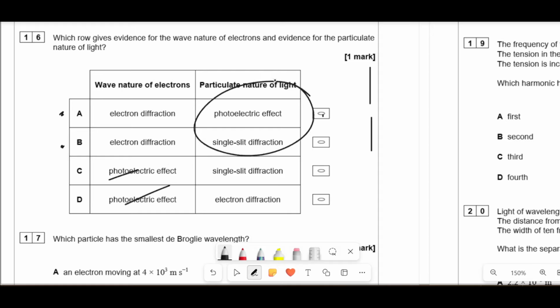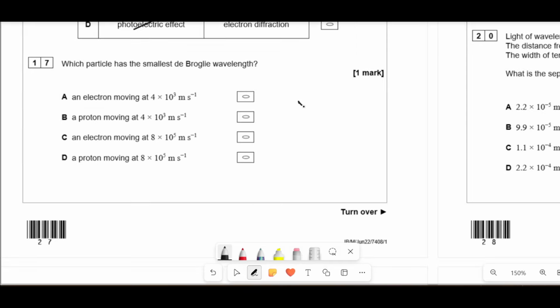So in between these two, again, diffraction is all to do with wavy stuff. But we're looking for the particle nature of light, so that's out. So it's got to be A. So the de Broglie wavelength is going to be the wavelength equals h over mv, and it's asking which one has the smallest de Broglie wavelength. Okay, so that's the de Broglie wavelength.